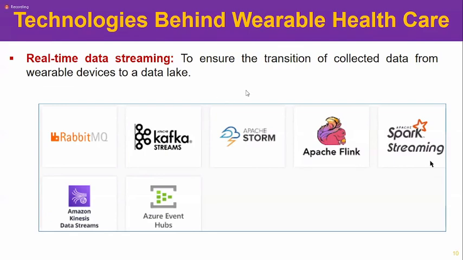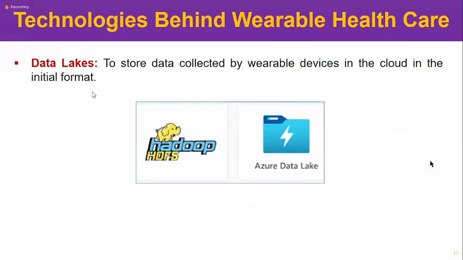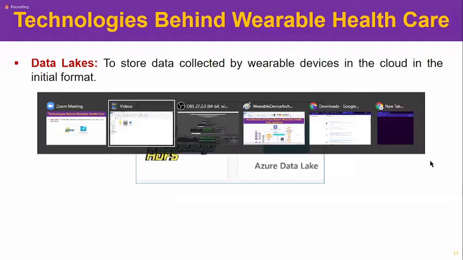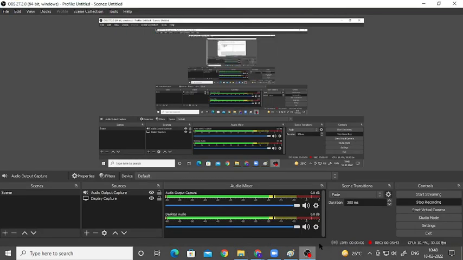Real-time data streaming is the next part: how the collected data can be saved in the server in real time, without latency. Data lakes store the data collected by wearable devices in the cloud.